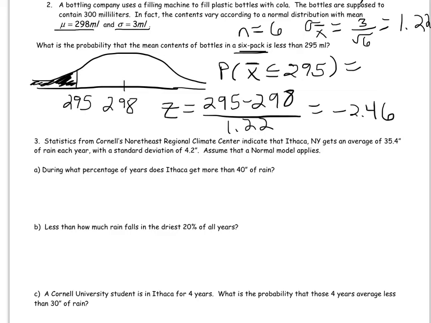It's going to be a pretty small probability, 0.007. So there's less than a 1% chance that if I randomly sampled 6 bottles, the sample mean for those 6 bottles would be 295 or less.